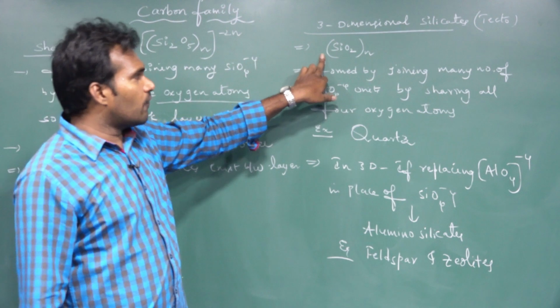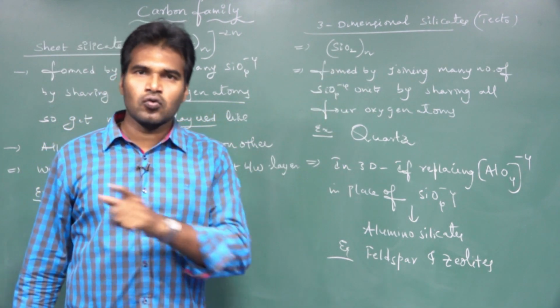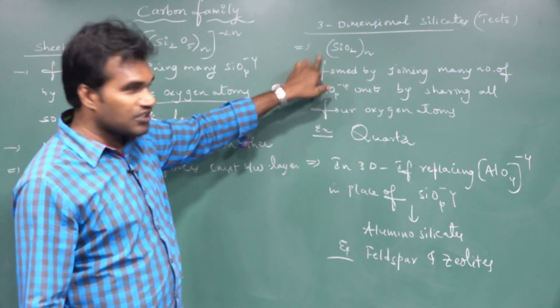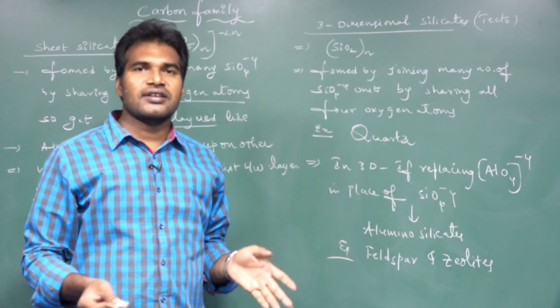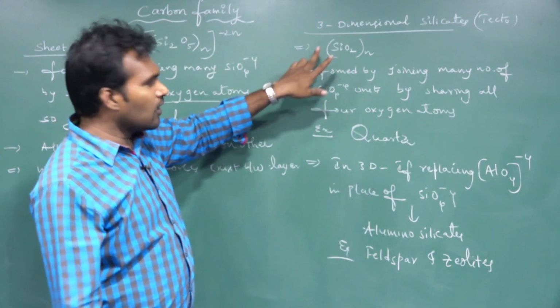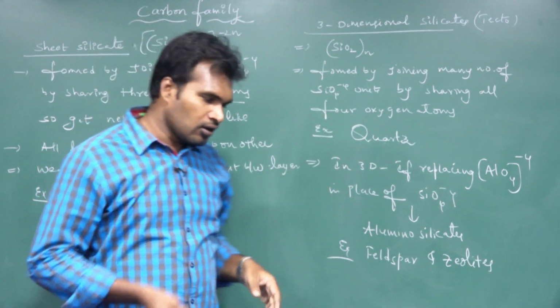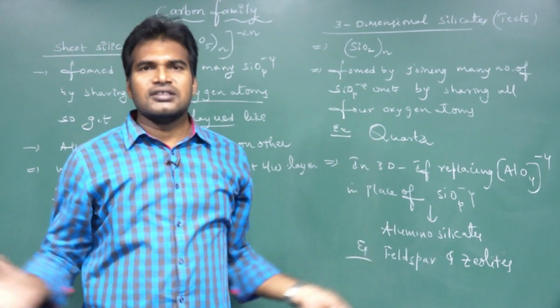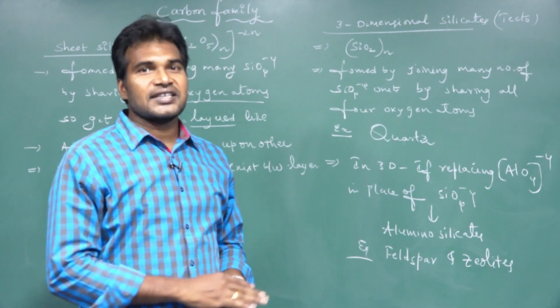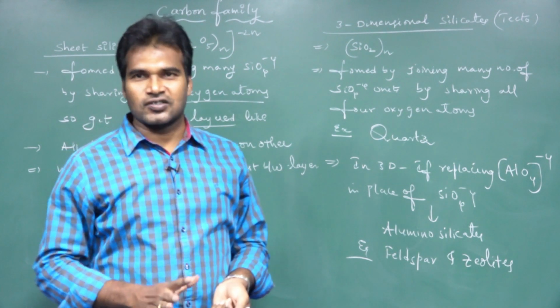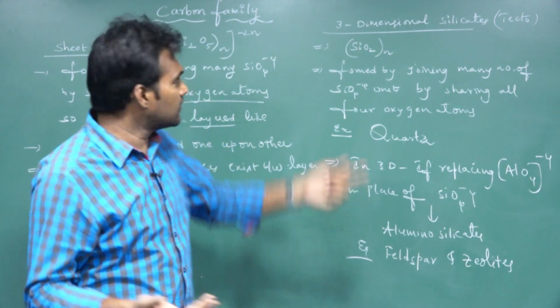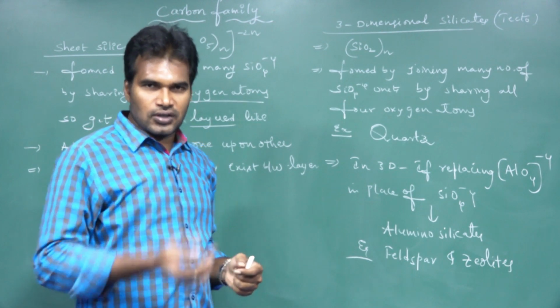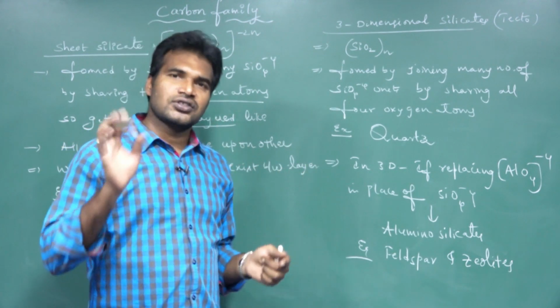And the general formula for 3-dimensional silicates is (SiO2)n. There is no charge on it. Why? Because all 4 oxygen atoms are shared, so it is generally a neutral silicate. They may ask you this question: among all types of silicates, which silicates are neutral, having no charge? 3-dimensional silicates. Other than this, all the remaining types have a charge.